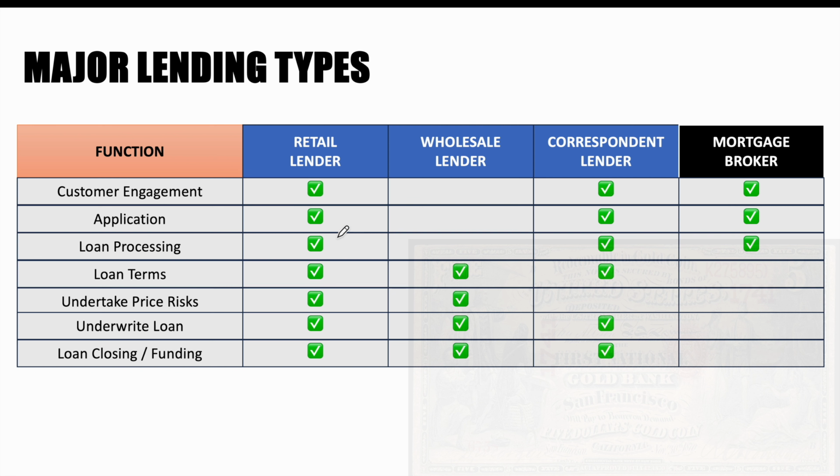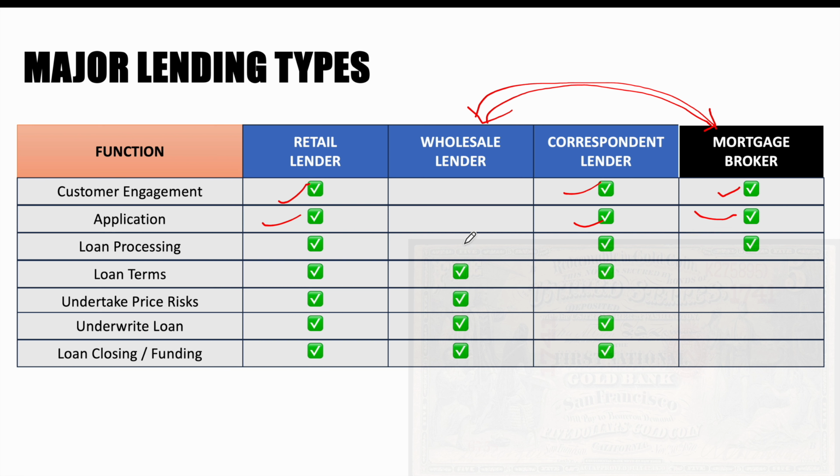Now let's see the different functions which are possible. Customer engagement: yes, in retail it will happen. Correspondent also, and for the mortgage broker there would be a site, and the customer would be engaging via the site. Here the customer would be visiting the bank. Application: yes, they will be applying here in wholesale because wholesale is sold via a mortgage broker. So these are very much tied together.